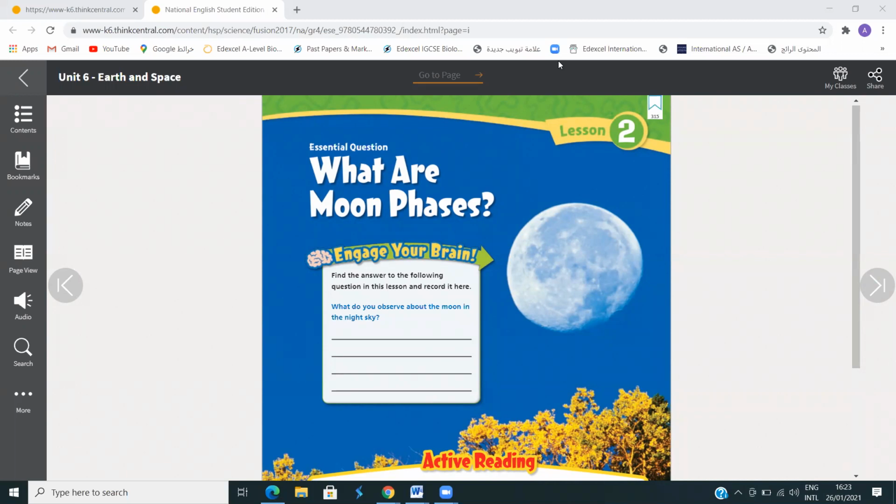Day and night. Okay, what do you see? Day and night or something. Day and night, I think.